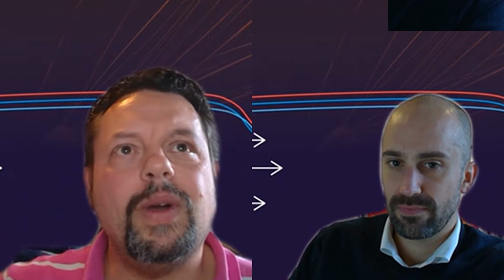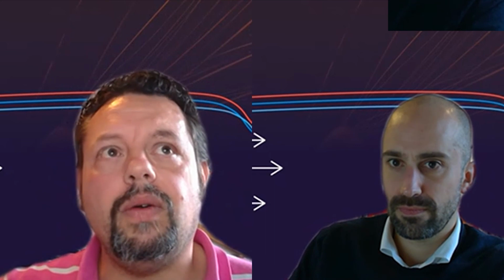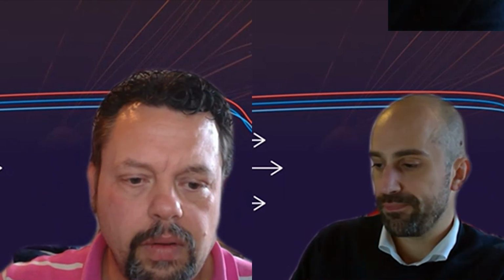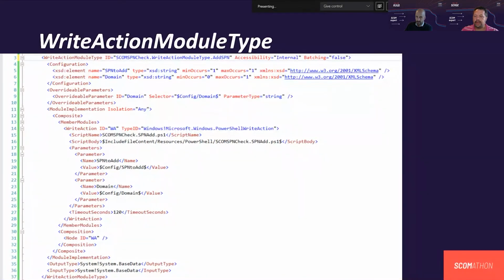So hopefully what you recognize from the previous exercise and the customer scenario is that we have the write action module type ID. Sergio, can you share your screen again? Yeah, sure. Sorry for that. No problem at all. That would actually help. So hopefully you can all see my screen again.